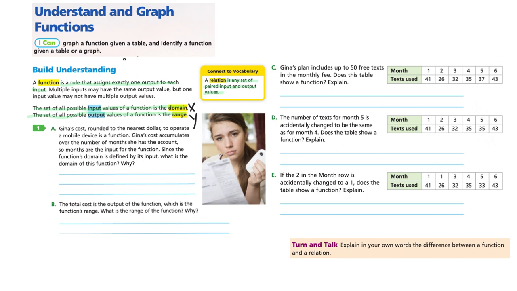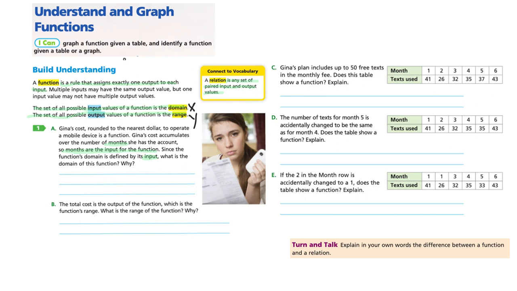So let's look at A. Gina's cost rounded to the nearest dollar to operate a mobile device is a function. So they tell you that. Gina's cost accumulates over the number of months. So that's important. She has the account. So months are the input for the function. That's really important. Since the function's domain is defined by its input, which is months, what is the domain of this function and why? So they're asking, what could possibly be the input?